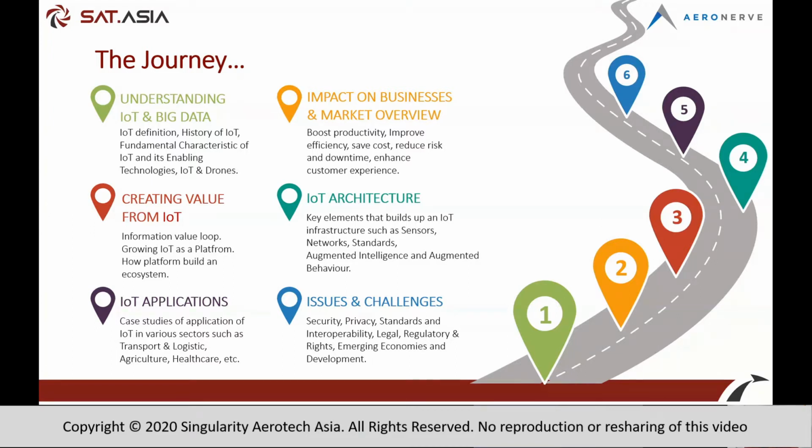Okay, so the second module is going to be looking at the impact on the business. So IoT and big data impact on the business, and also giving you a snapshot of the market overview, how it looks in terms of IoT implementation and IoT investment in Malaysia and also globally. Okay, and we will close the day with module 3, which is creating value from IoT.